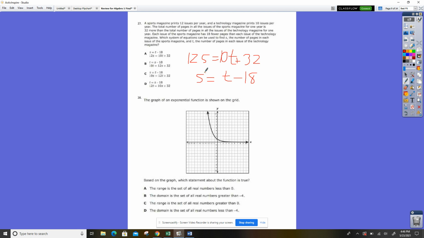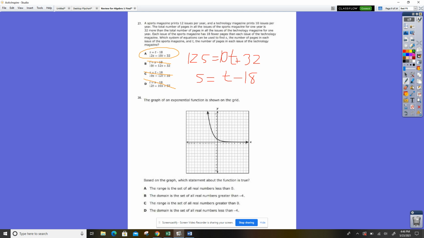So the total number of sports magazines for 1 year is 32 more than the technology. Okay, sorry about that, guys. Which means our answer is going to be A. Answer choice B, the T and the S are flipped. On answer choice C, the 10 and the 12 are flipped. And answer choice D, S and T are flipped here. So it leaves us with A.